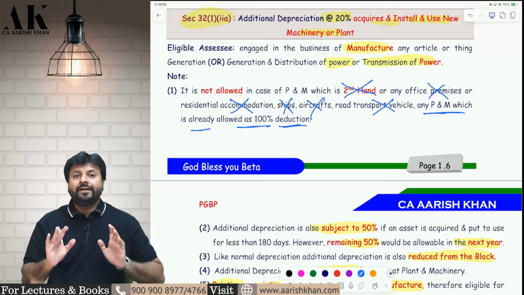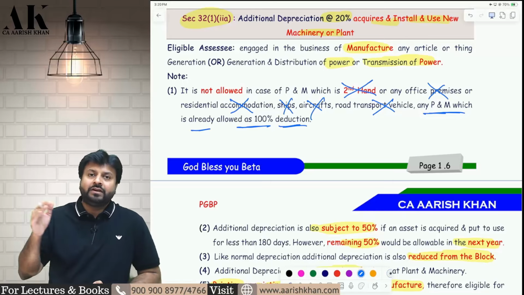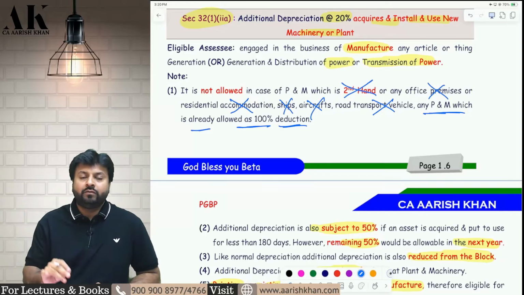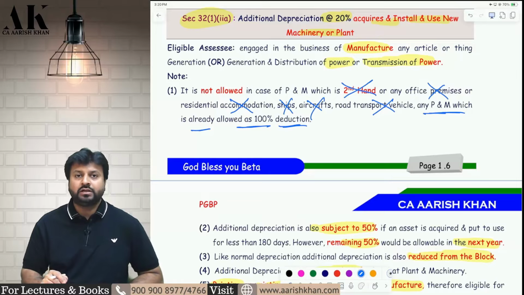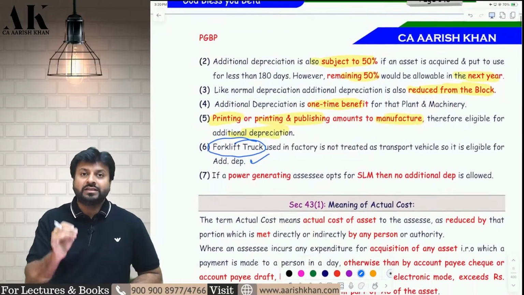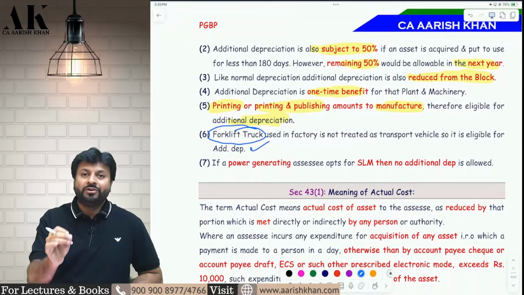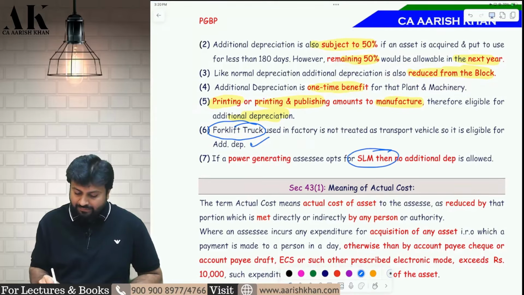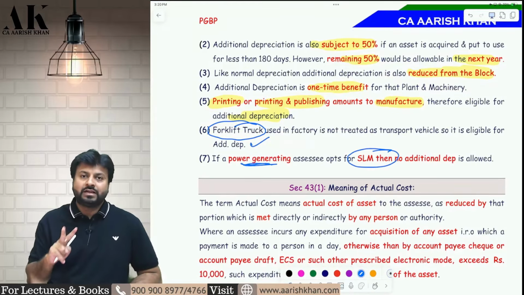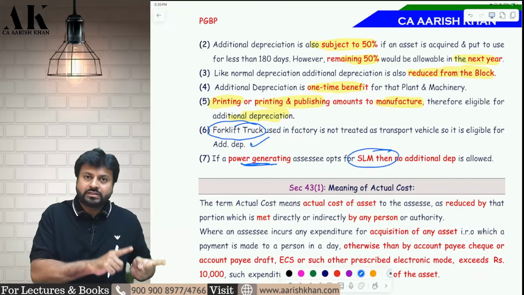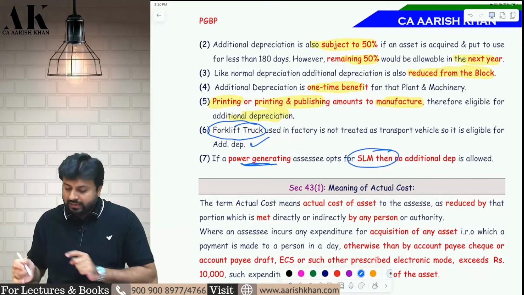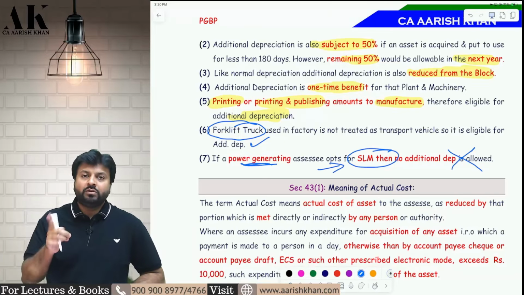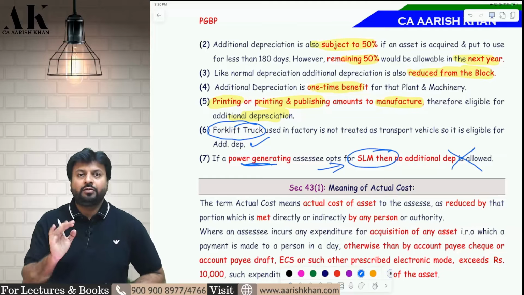Or if you have purchased some plant and machinery for 35AD investment-linked deduction, there you have already claimed 100% deduction of plant and machinery, so you cannot claim additional depreciation on that machinery. Last but not least, additional depreciation is only available if you follow the block of asset method. For power generating people, two options are there. They can go for WDV also, they can go for SLM also, which we are going to see now. So if they go for SLM, then additional depreciation is not allowed. If they go for WDV, then only additional depreciation will be allowed to them. I hope it is clear to all of you.